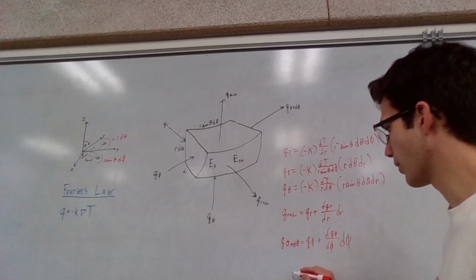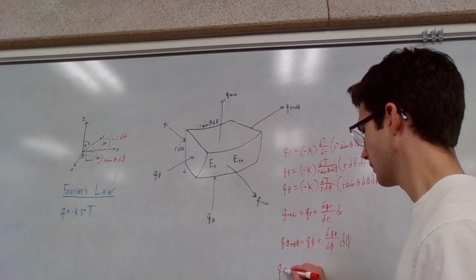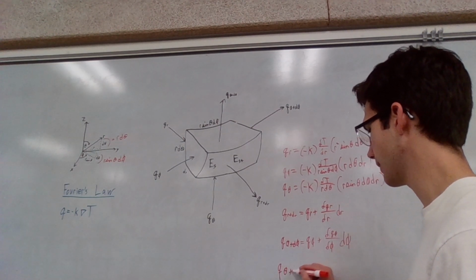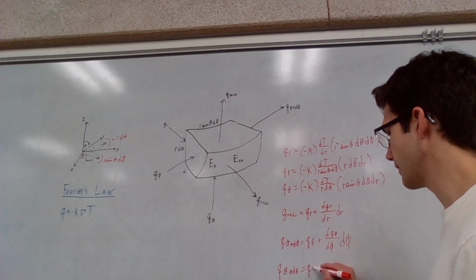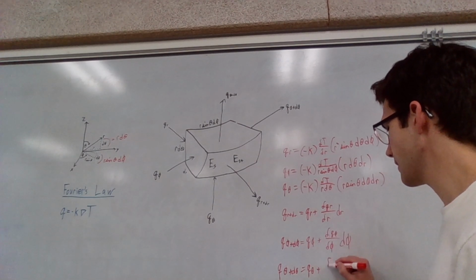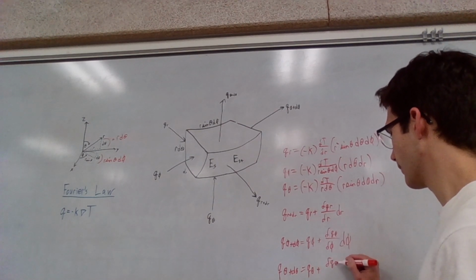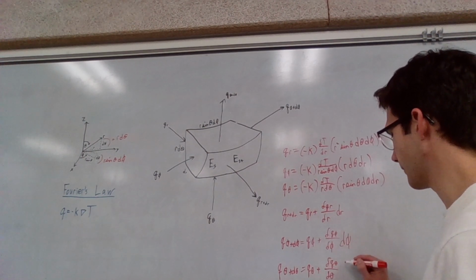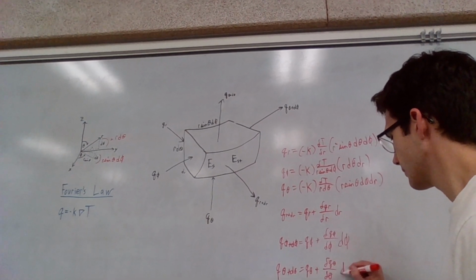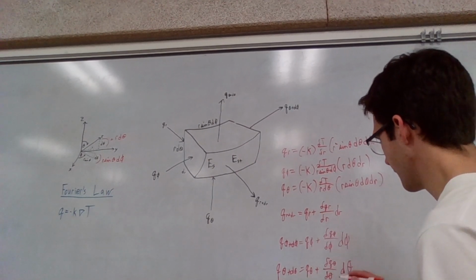And one more time here for our q theta. Q theta plus d theta position is going to be equal to what it was at the beginning, plus how it changed over the angle, times the angle it changed over, d theta.